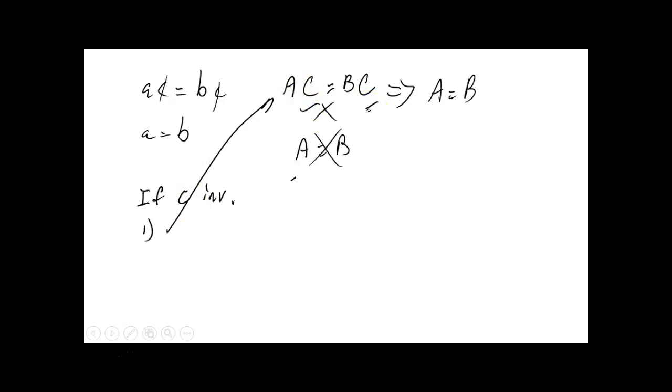And the other way, if CA is equal to CB, and C is invertible, then this concludes that, again, A is equal to B. That only works if C is invertible. Now, of course, the A's and B's have to be the right sizes. Do the A and B's have to be square matrices?